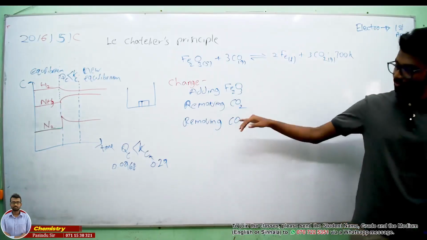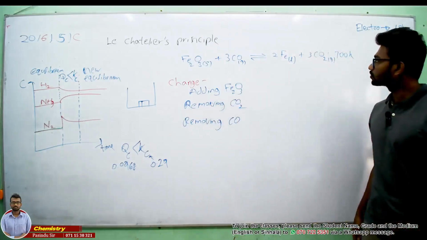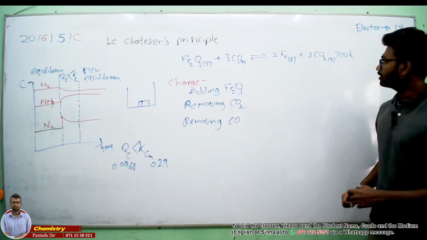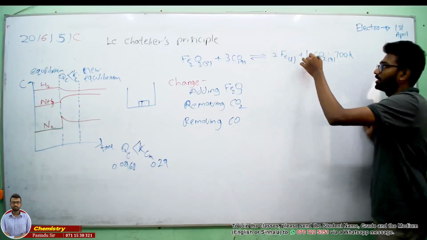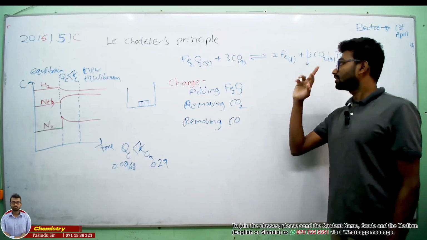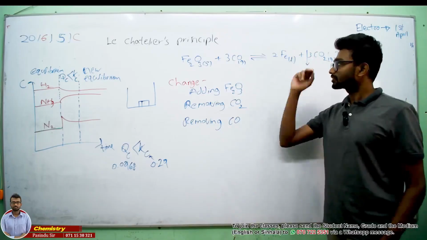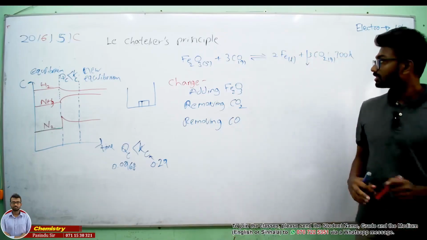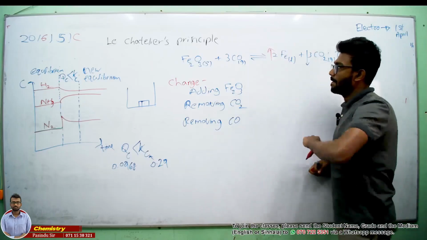Right. Then next one, removing CO2. Then you can write the answer. This one easily. What will happen if you remove CO2? This one is a gas, right? It will affect, right? When you reduce the CO2 amount, it will increase the forward reaction and increase the amount of Fe. You can increase the yield, right?